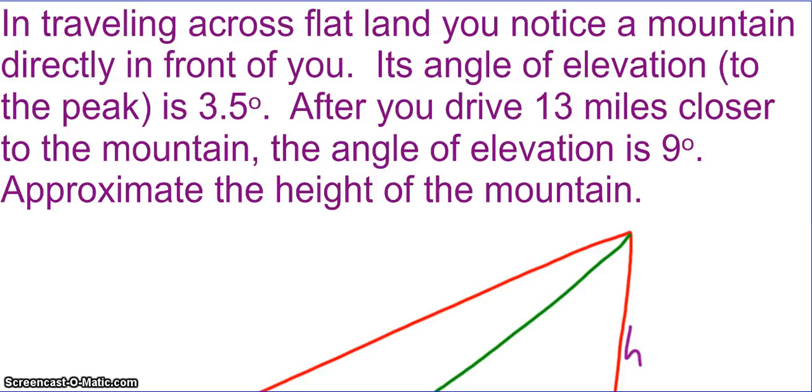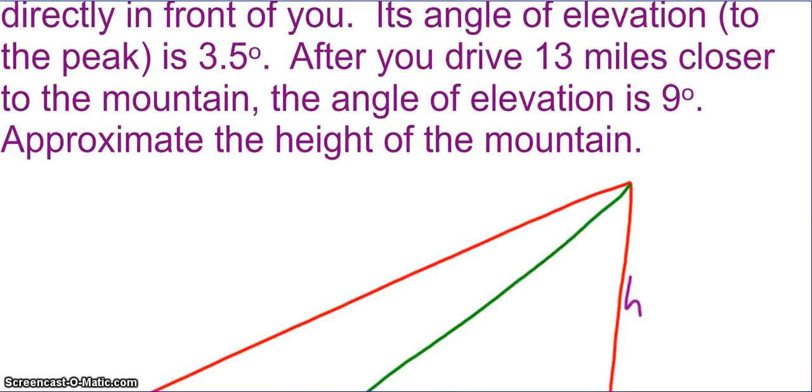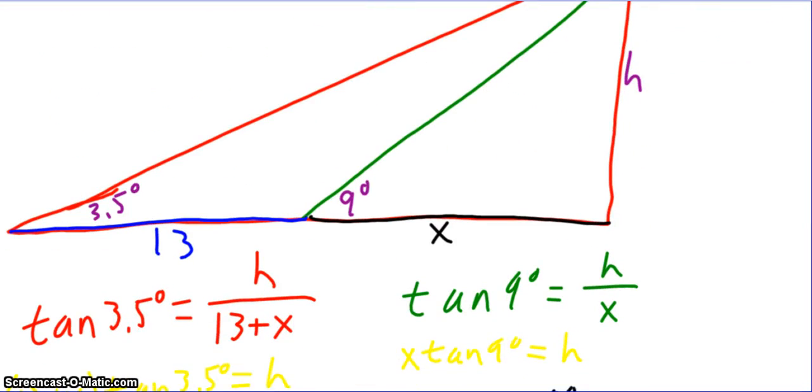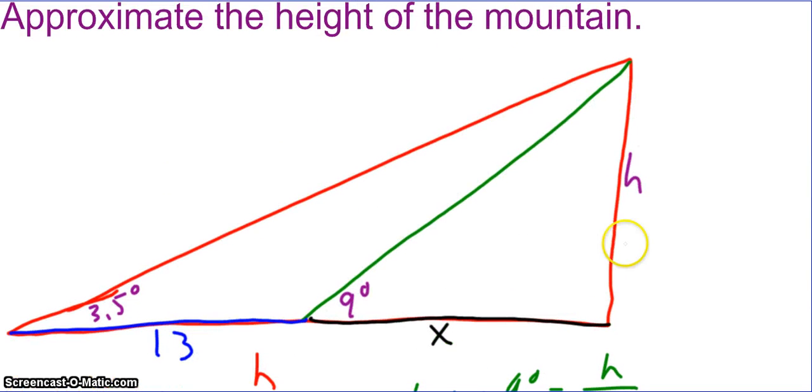Alright, so we want to take this information, and the first thing I did was I drew a picture. So over here is the mountain, this is h, that's the height of the mountain I'm trying to find. I know that at some point when I look up at an angle of elevation of 3.5 degrees, I see the height of the mountain. Then I drive 13 miles closer, I look up at an angle of elevation of 9 degrees, I see the height of the mountain. I do not know this distance, so I called that x.